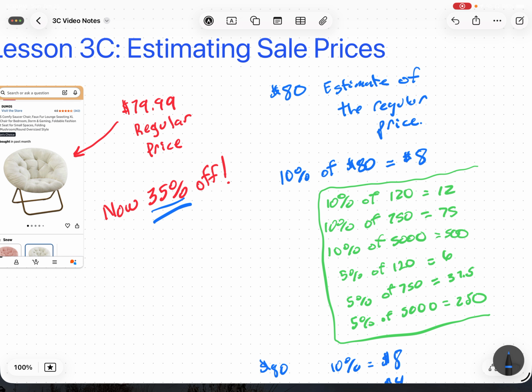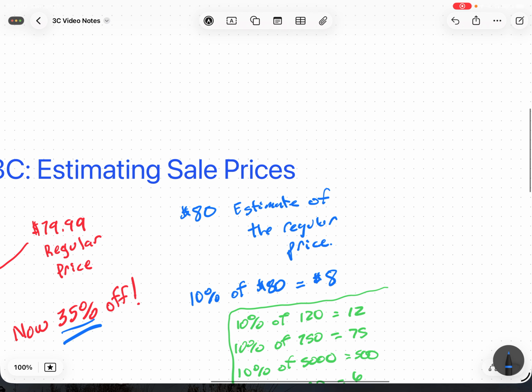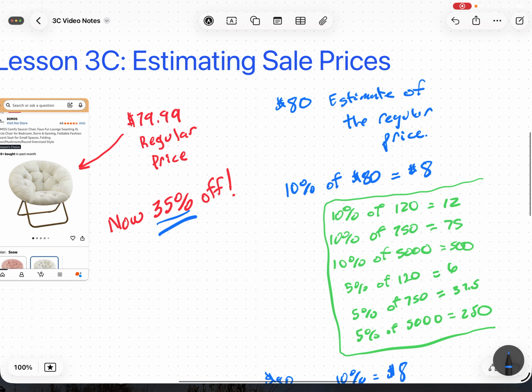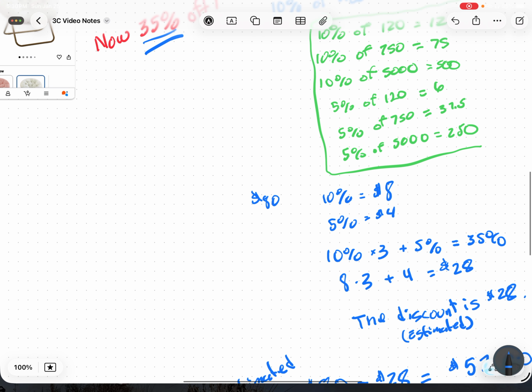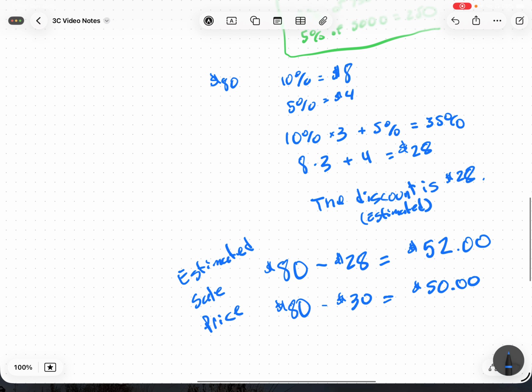But to get a mental picture to estimate that sale price, we round that regular price off to a multiple of 10. The closest one is $80. Then it's easy to find 10% of $80 by crossing the zero off. I know that 8 is 10% of that $80. Because I need 35% off, I need 3 of the 8s plus 1 5% value, which is half of the 8, so plus 4. So that's 24 plus 4, which is $28. Our discount is $28. We don't pay that. So we subtract it from the regular price.